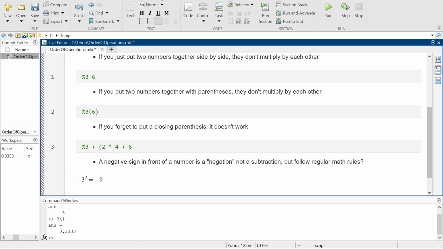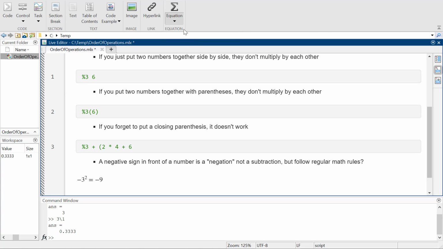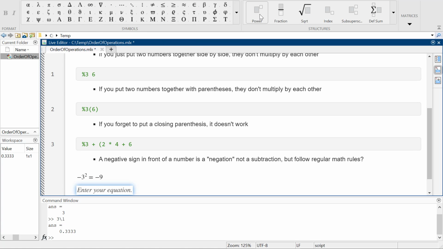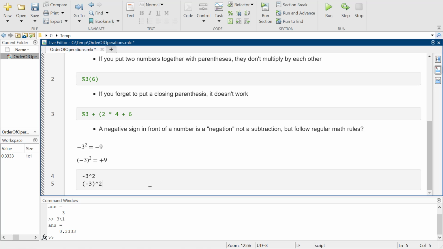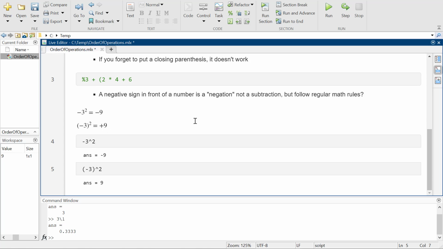But if you have, ooh, I'm gonna do this again. I feel super powerful. And then if I was gonna put this in parentheses, squared, that would equal positive 9, right? Okay. Ooh, look at that. So these two things are written like this, just like they are in math. So those give you positive 9 and negative 9.